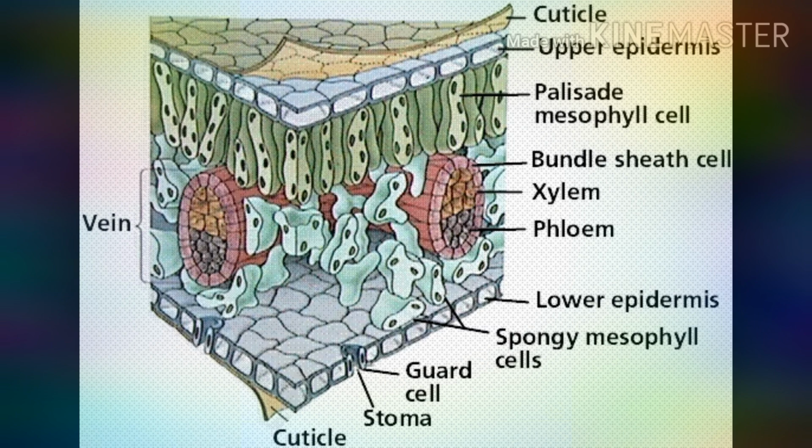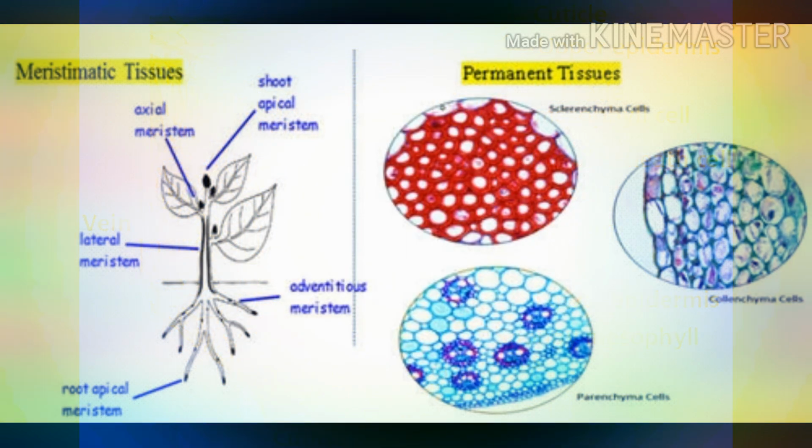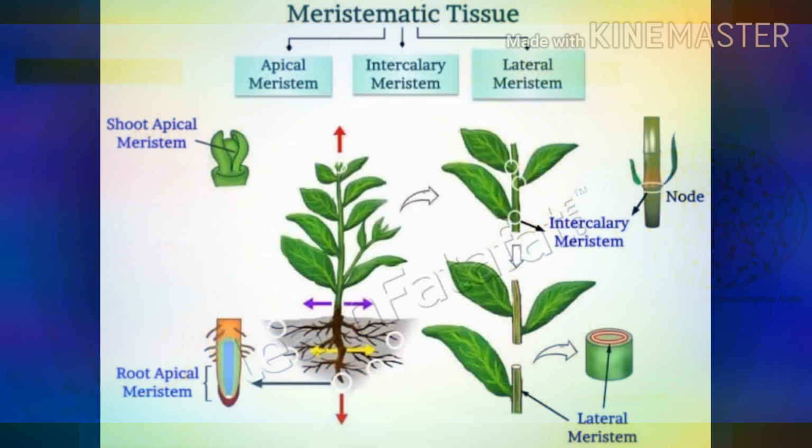Basically, plant tissues are categorized into two types. They are meristematic tissues and permanent tissues. First of all, we are going to learn about meristematic tissues. Meristematic tissues are otherwise called simple tissues. So here, there are a few traits or characteristics of meristematic tissues.